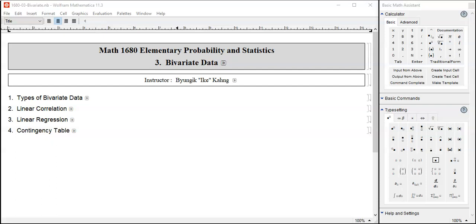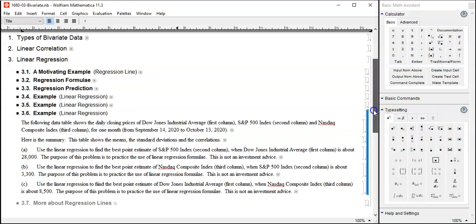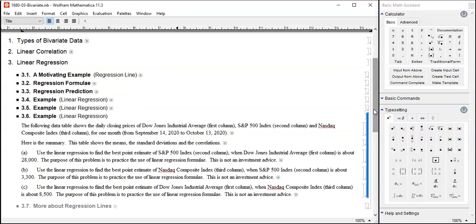Hello students, welcome back. I just added one more exercise problem at the end of section 3. It's this problem here. Please stop the playback and read through the problem set.